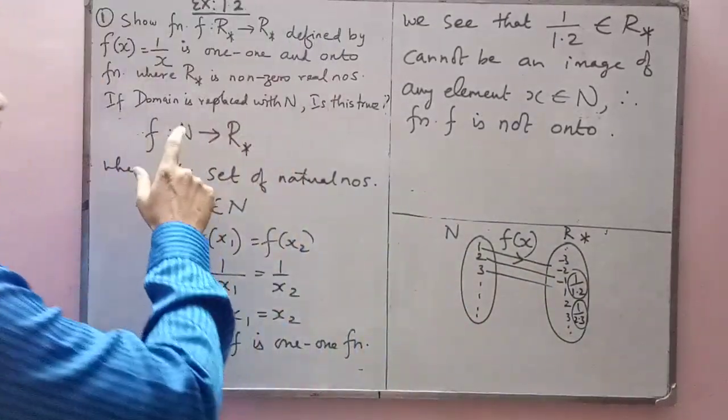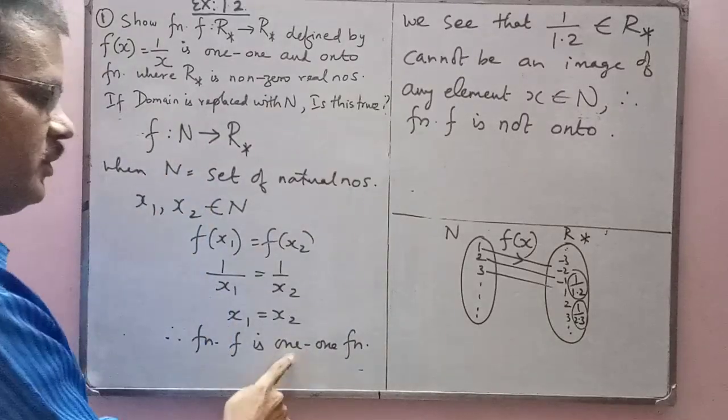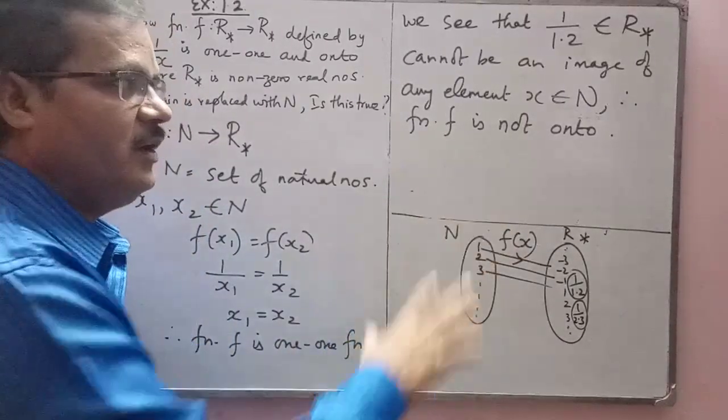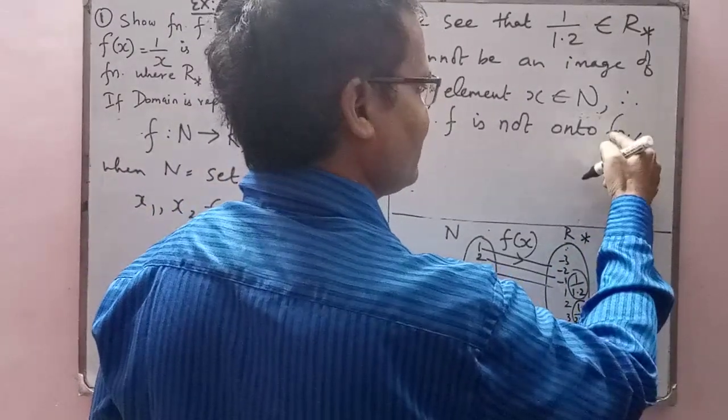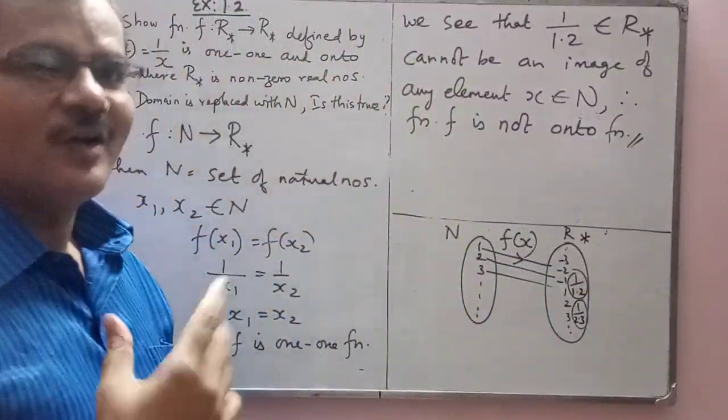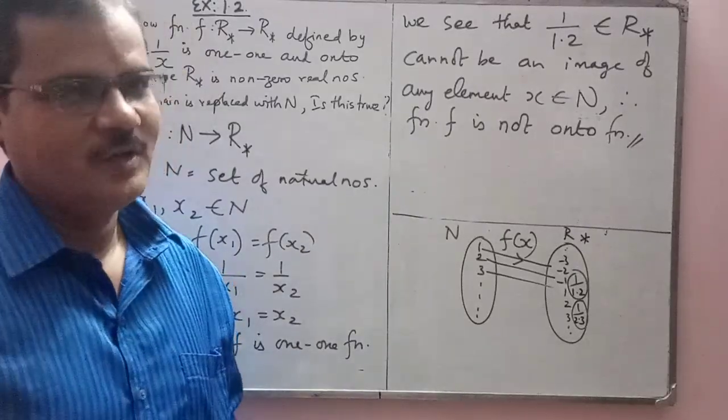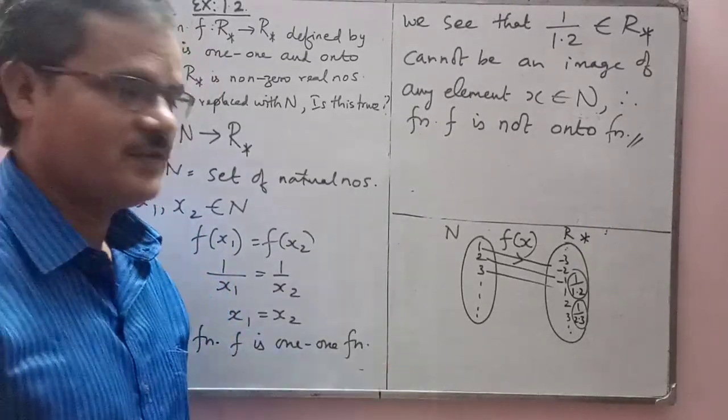So when you change the domain to natural numbers, it's going to be a one-to-one function, but it cannot be an onto function. It's not an onto function. This completes the question, children. If you have any doubts, please go to the concepts of functions video. You'll get it clarified. That completes the solution. Thank you.